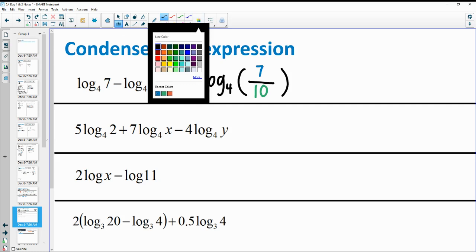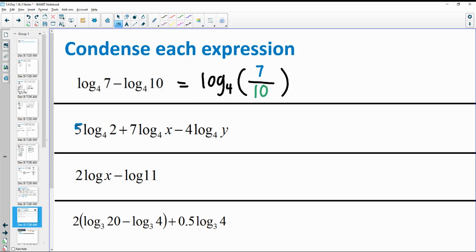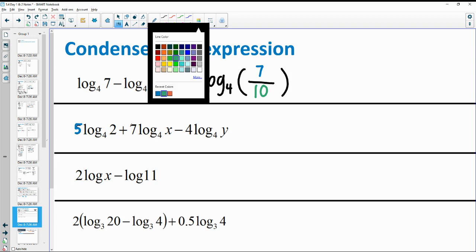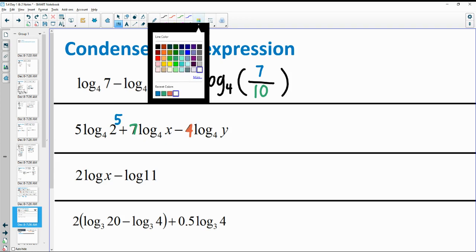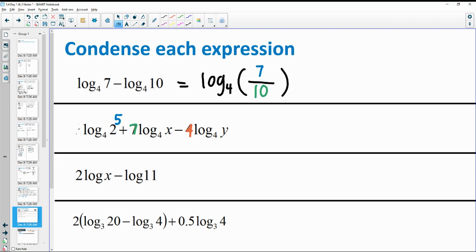Next one, we see some numbers out front. So we know that those are going to be powers. So we see that 5, we see the 7, we see the 4. And so we can just bring these up to the top. Okay, so we're going to bring those up. And then I'm just going to erase this out of there. So we brought that 5 up. We're going to bring this 7 up. And then we're going to bring the 4 up to the y. So bringing in those exponents is the start.